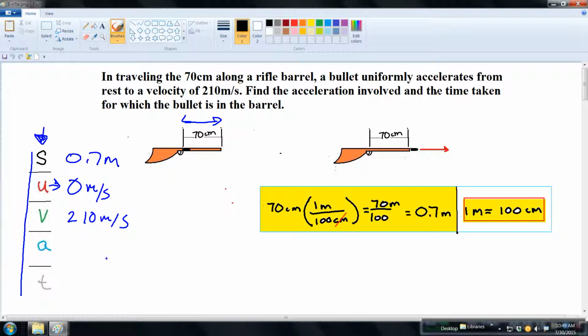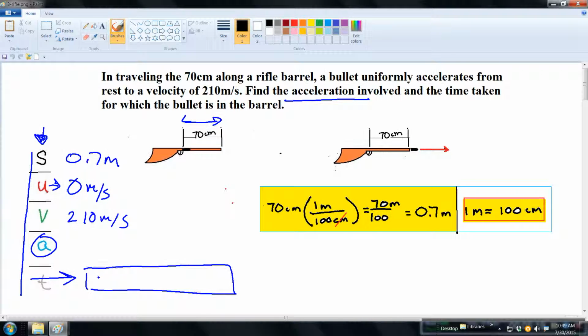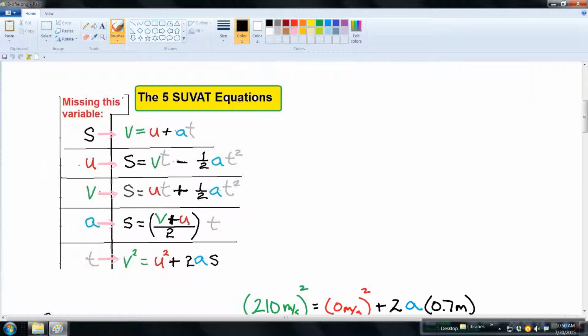That's step 2. Step 3, we circle the variable that we're looking for, and here we're looking for the acceleration, so we'll circle that. Step 4, we draw a line through the variable that's left, and we write the affiliated equation with this variable here, and that happens to be final velocity squared is equal to initial velocity squared plus 2as. Okay, so now we're done with the hard part of the problem.